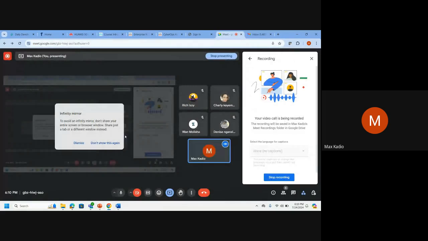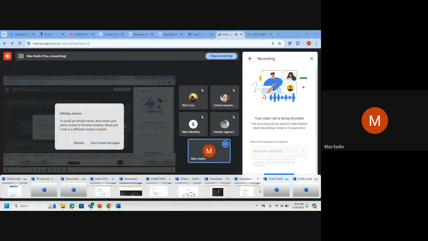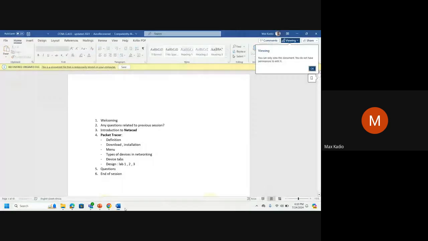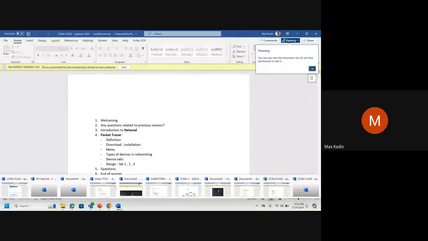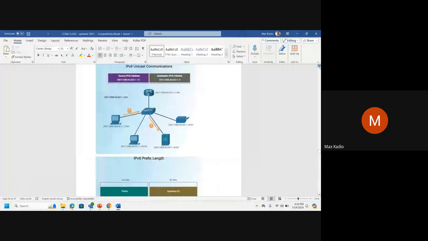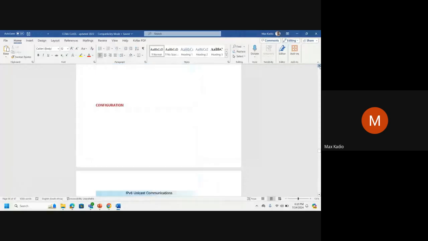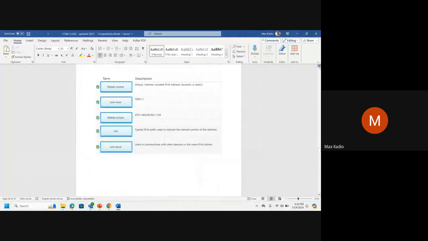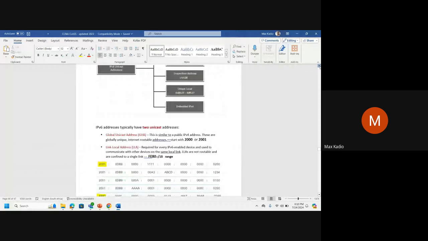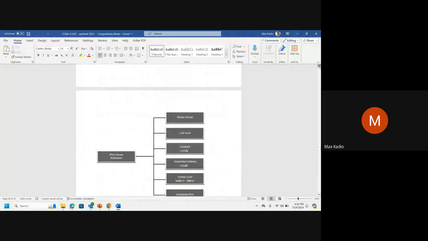Okay, IPv6. This one is chapter 12. IPv6 is like cell phone numbers. But this time, instead of IPv4, we're going to study IPv6. It's not difficult.